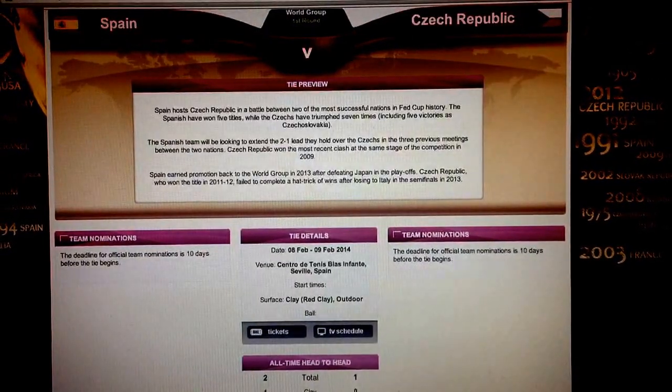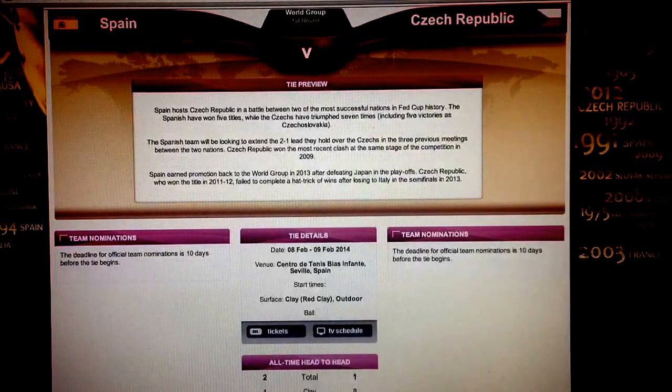Spain, Czech Republic. At first sight, this looks like an absolute blowout if you just go by the talent on each team.